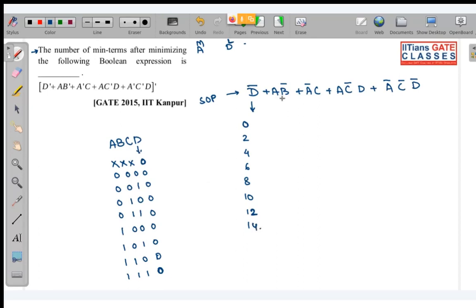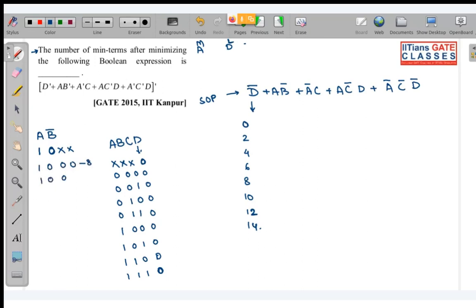Now next you can see this is A, B complement. C and D are missing. Value for A is 1, for B is 0. This is missing. This should now go on in your mind that when you put 0, 0, this will be 8.